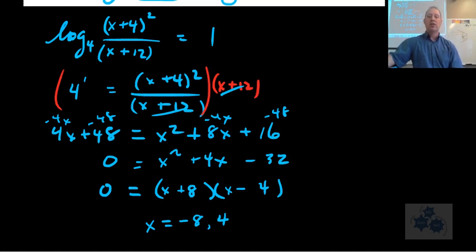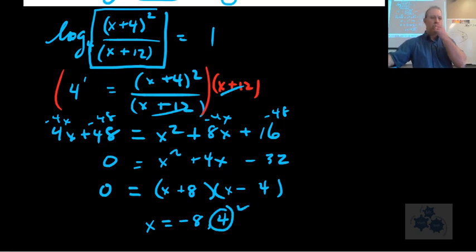So make sure that each of these works. This has to be positive up there. So is 4 going to work? Yeah, 4 is certainly going to work. Negative 8, let's make sure negative 8 works. Okay, negative 8 is going to be positive on the top and on the bottom as well, because this is squared. So as far as I can tell, both of those are going to be okay.